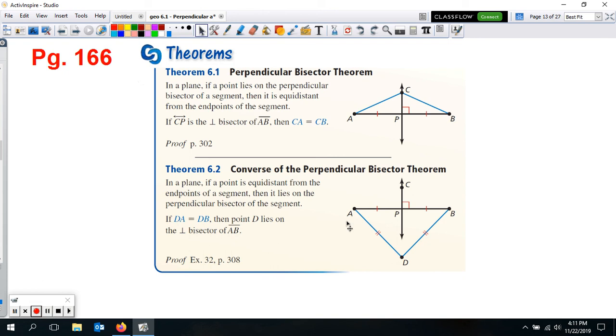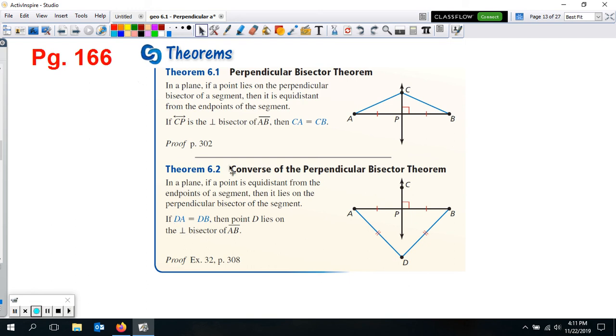The converse just means you have it in reverse. If you're shown this out here where the point D is there and these 2 are congruent, then we can conclude that D would lie on the perpendicular bisector. That means that point D is going to lie on the perpendicular bisector, even though you don't see it here, it's not actually on the line. But we can conclude that this perpendicular bisector will actually go through point D.